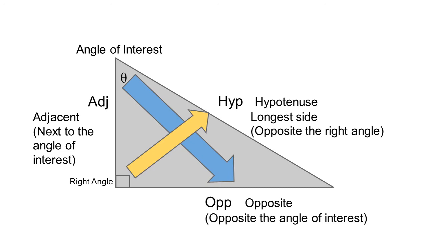So if we nominate an angle of interest to start with, in this case we called it theta, then we talk about the side that's opposite the angle of interest, we talk about the side that's adjacent to the angle of interest, and we talk about the hypotenuse, which is the longest side.